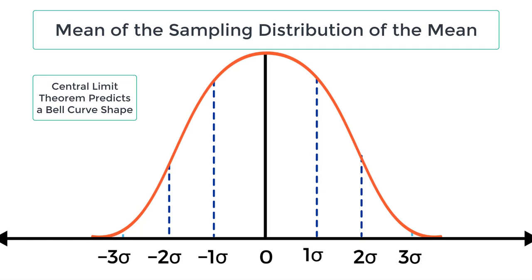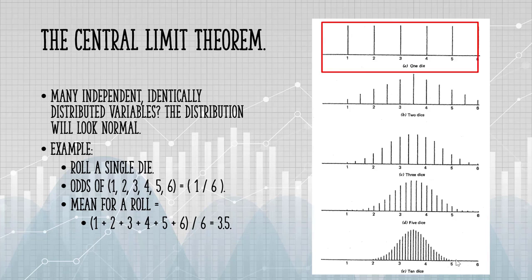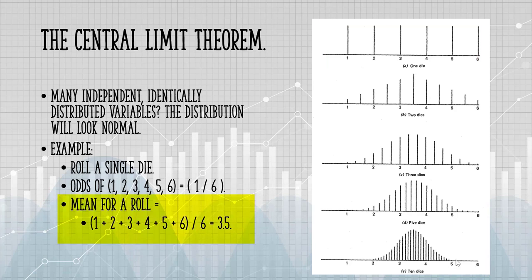Here's an example of the theory. When you roll a single die, your odds of getting any number are the same. You have a 1 out of 6 chance of rolling a 1, a 1 out of 6 chance of rolling a 2, and so on. The mean for any roll is 1 plus 2 plus 3 plus 4 plus 5 plus 6 divided by the number of items in our set, that's 6. That gives us 3.5. If we roll the die once, the results are shown in this first figure.